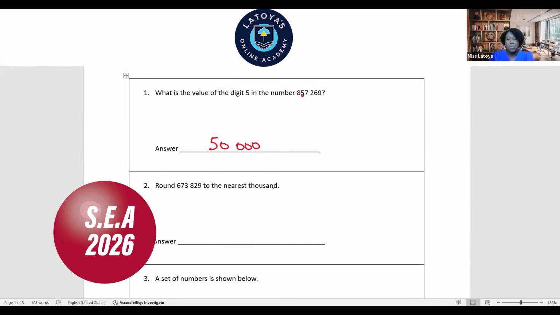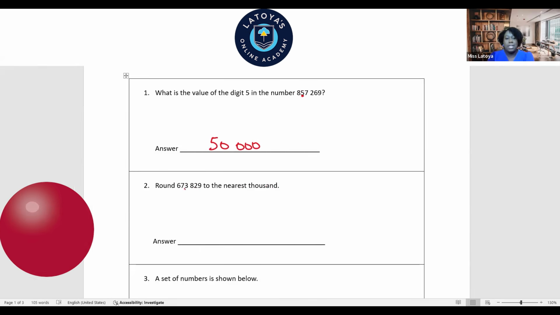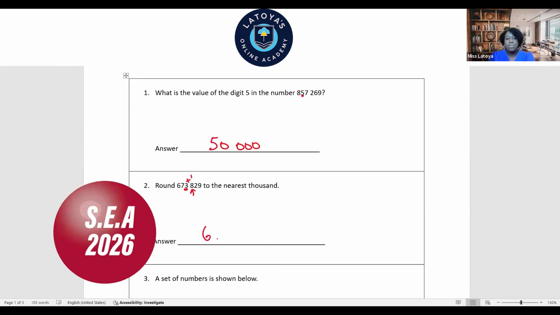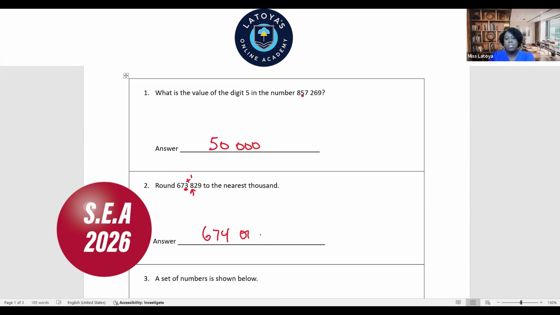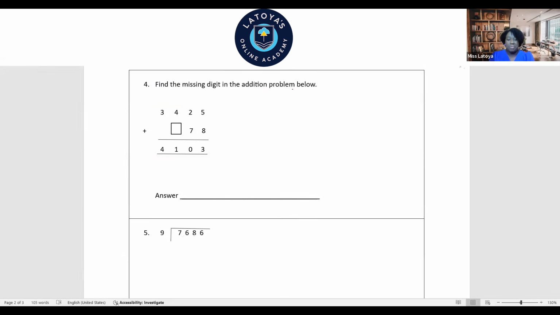Round 673,829 to the nearest thousand. What do we do when we are rounding off to the nearest thousand? We underline the thousands digit. We look at the digit on the right to see if it is less than 5 or 5 and greater. And it is 5 and greater, so we add 1 to the thousands digit. So we would get 674,000.